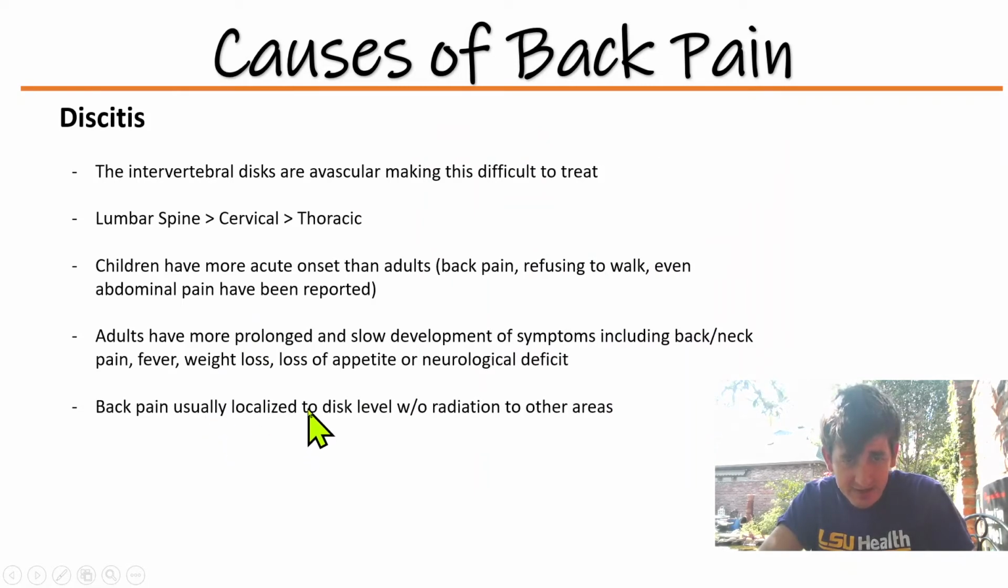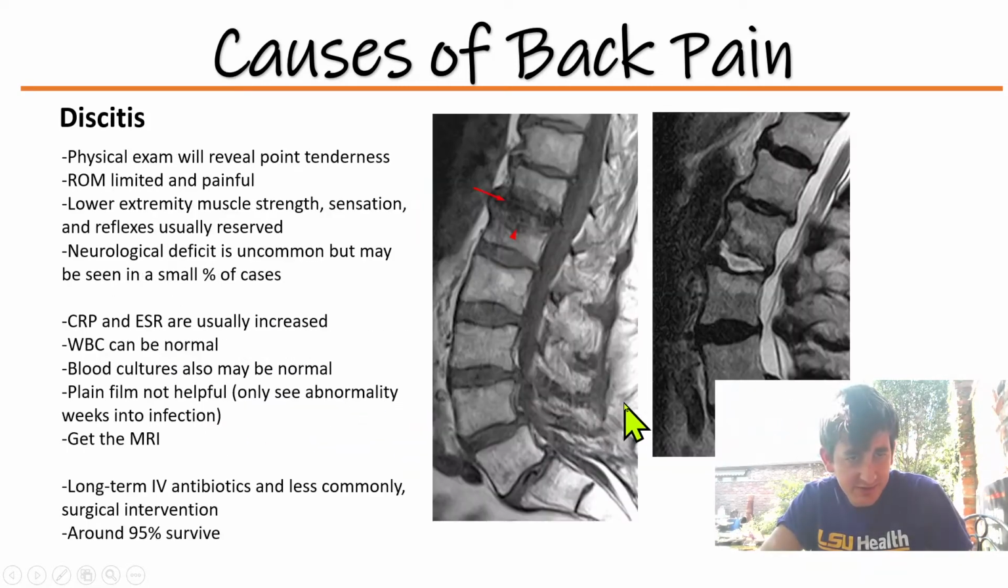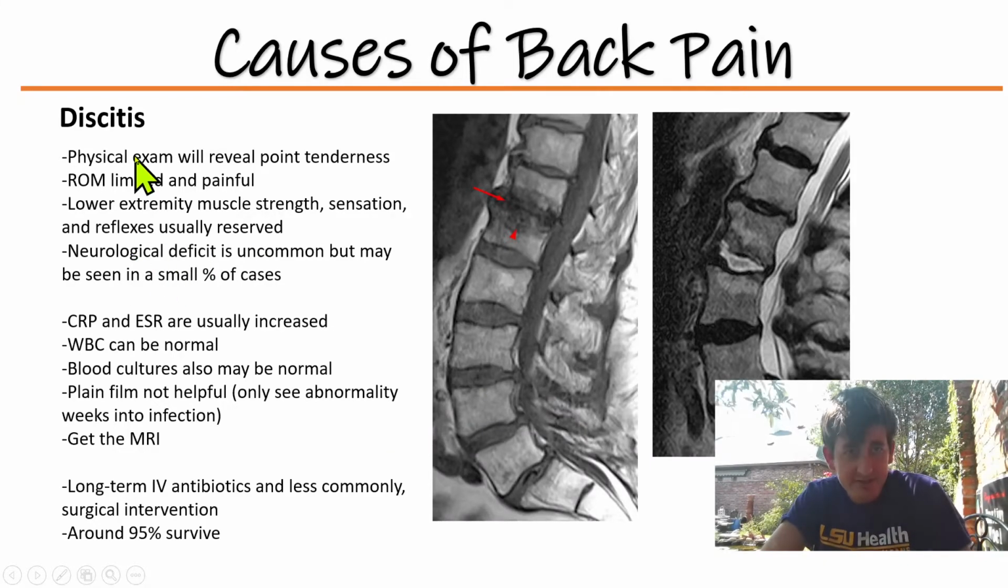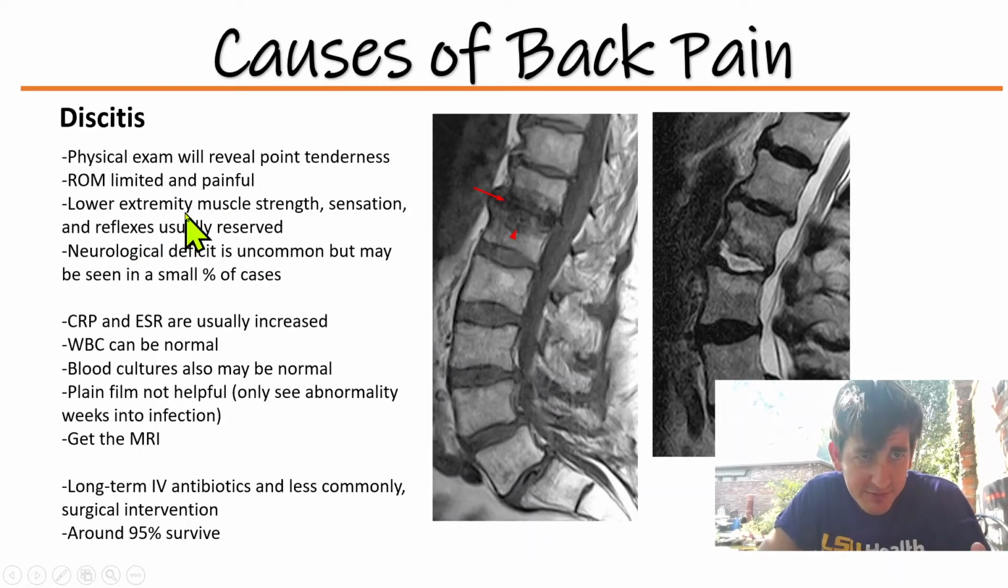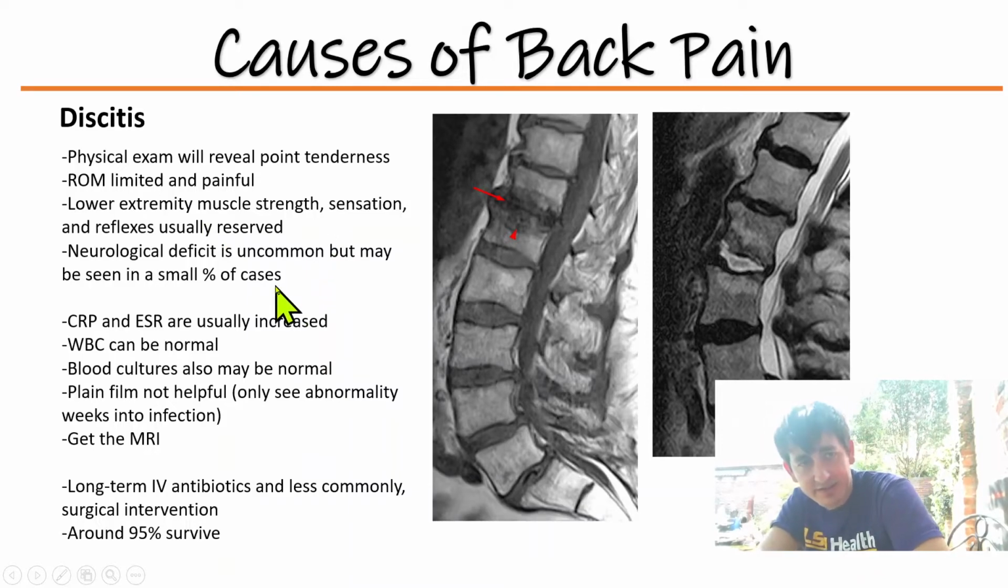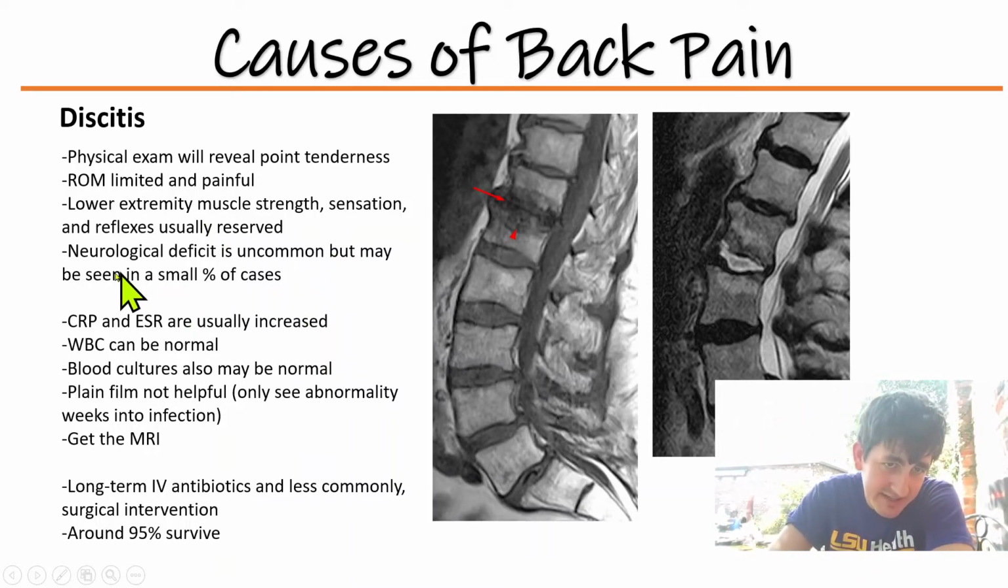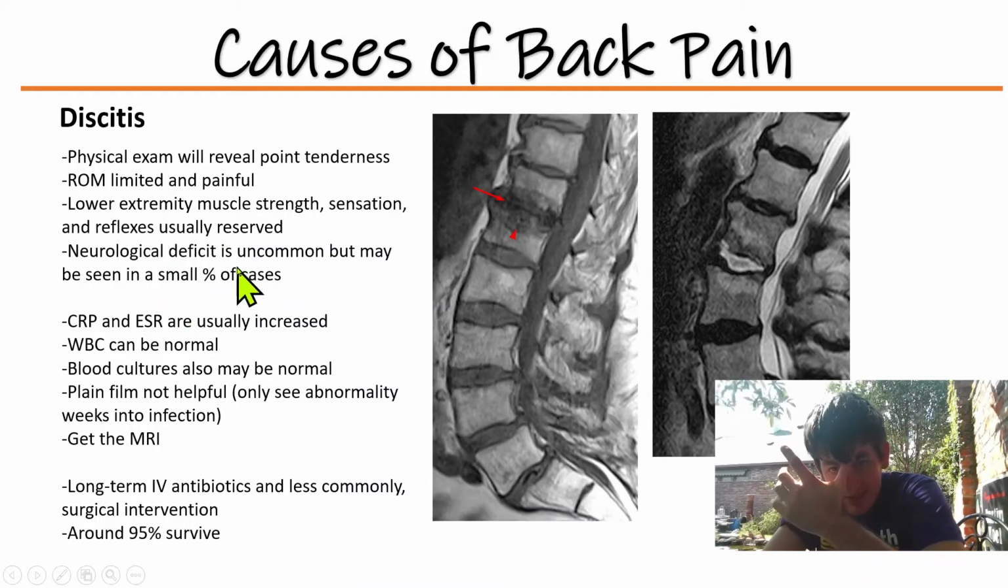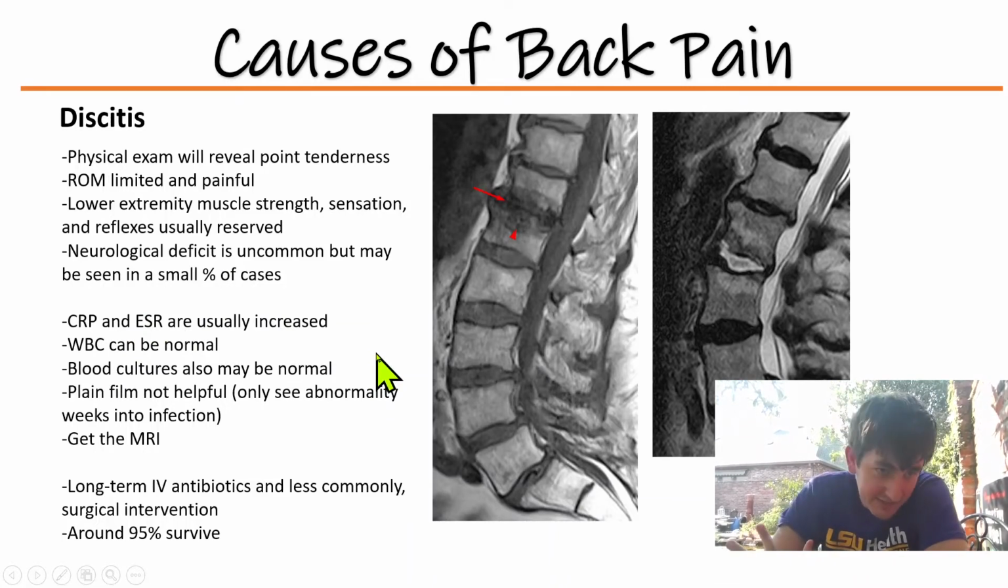Back pain usually is localized at this level without radiation to other areas. So you're going to examine the patient and note point tenderness, and range of motion will be limited and painful. Lower extremity muscle strength, sensation and reflexes usually are preserved, but in a small percent of cases, neurological deficit may be seen, though not too common. Again, CRP and ESR are increased, white blood cell count may be increased, may not. Blood cultures may be positive, may not.